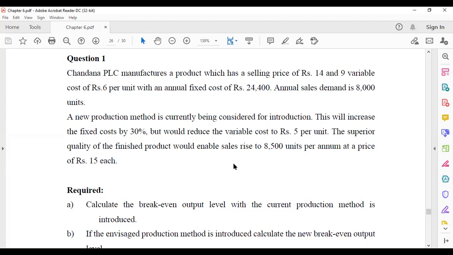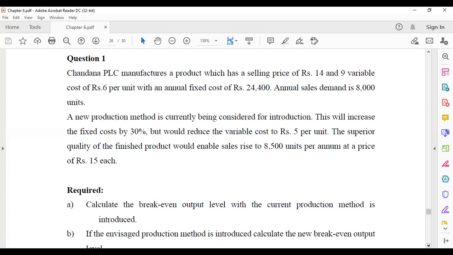Now they are considering a new production method, and that will increase the fixed cost by 30%. At the same time, there's a good side to it: it will reduce your variable cost from 6 rupees to 5 rupees. Also the superior quality would allow you to sell the units at rupees 15, and the demand is expected to go to 8,500 units.